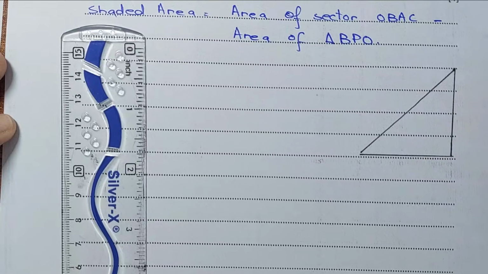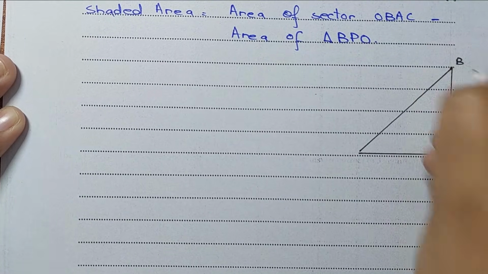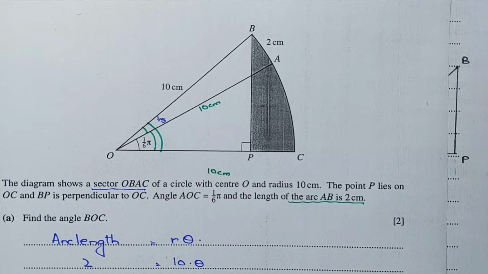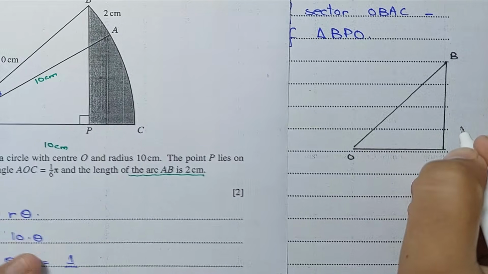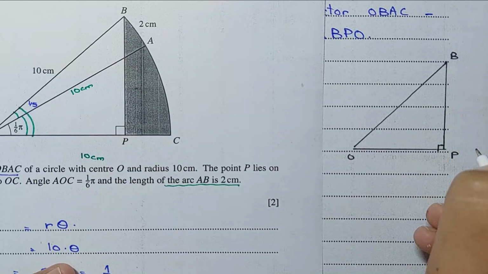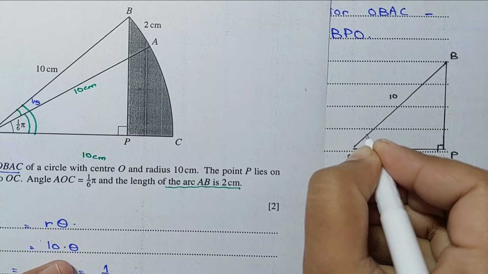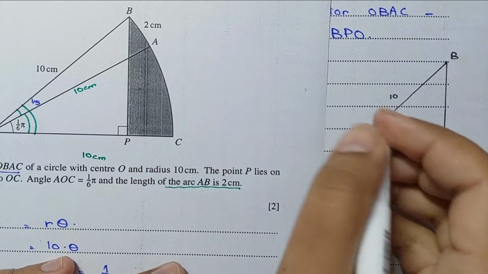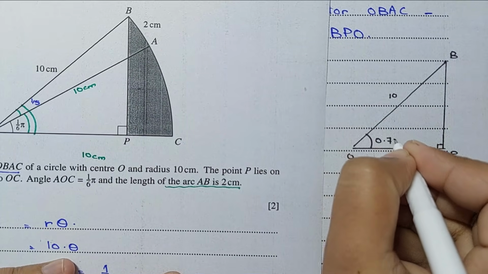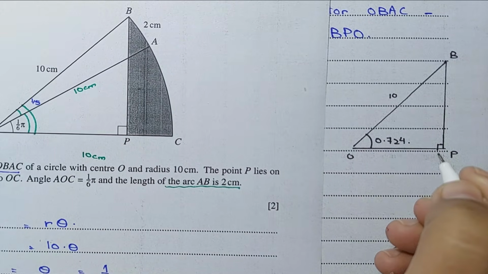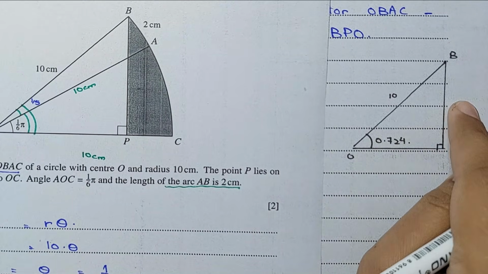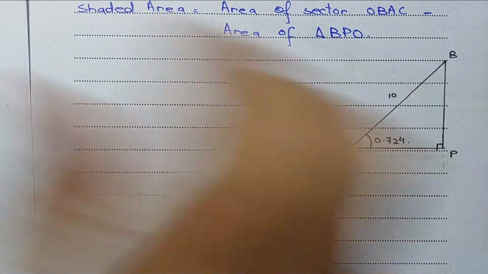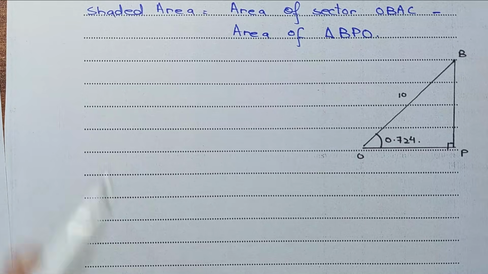All right. So this is B, this is P, and this is O, right? Triangle BPO. P is a right angle. This is 10 centimeter, and this whole angle BOP would be 0.724 radians. For this angle, opposite over hypotenuse is sine, adjacent over hypotenuse is cos. By using this ratio, we can easily find out the values, right?